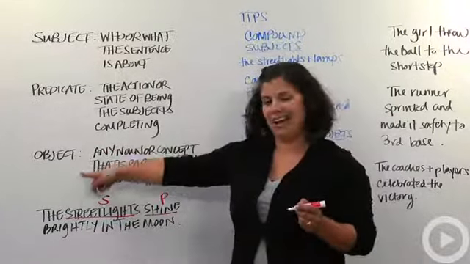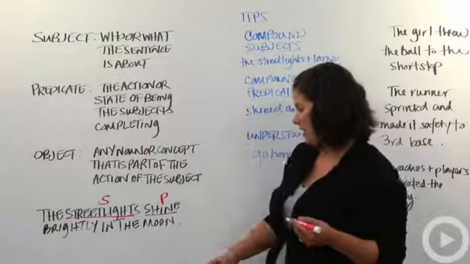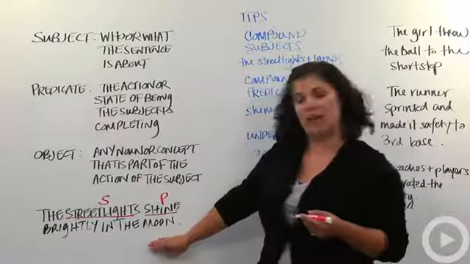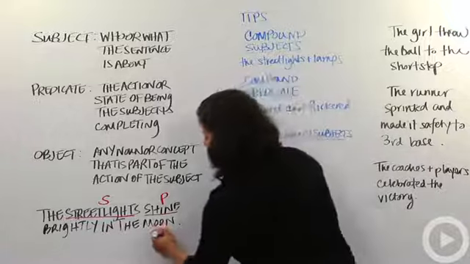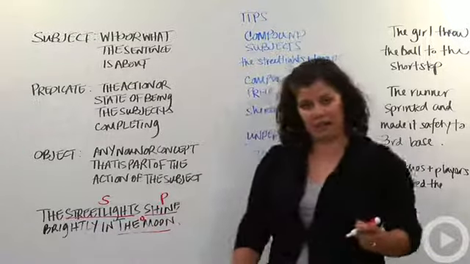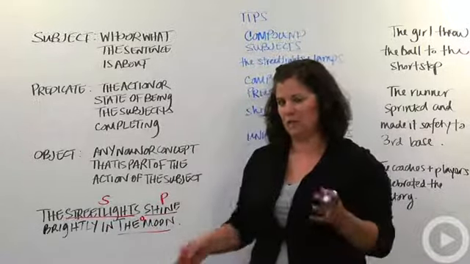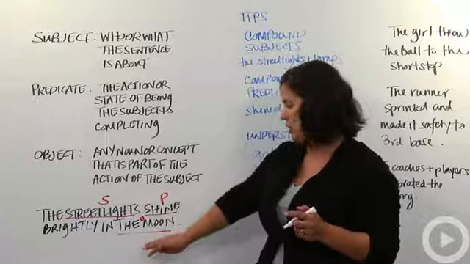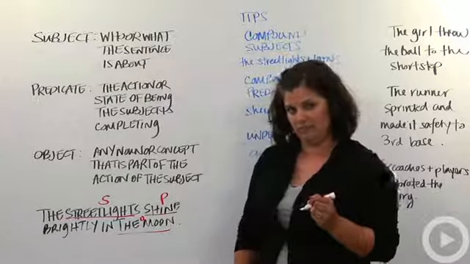And then do we have any objects that follow and kind of complete the thought? If we scan along, we've got the moon. And the moon's acting as an object in the sentence. And there's lots of different kinds of objects. We're not going to go too deeply into that, but just know that you can recognize that as an object.